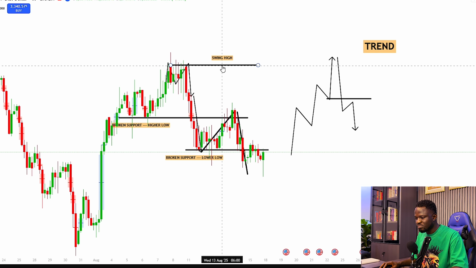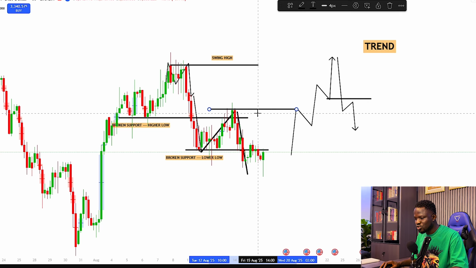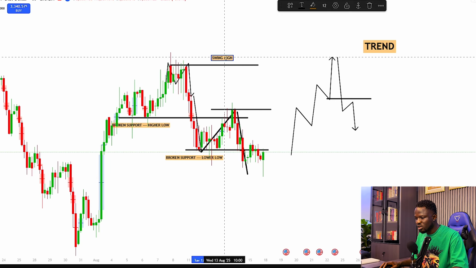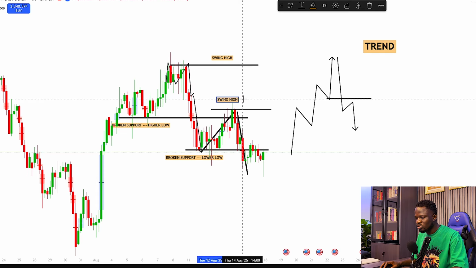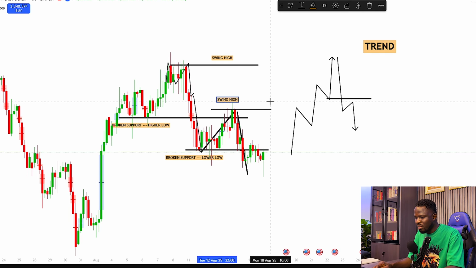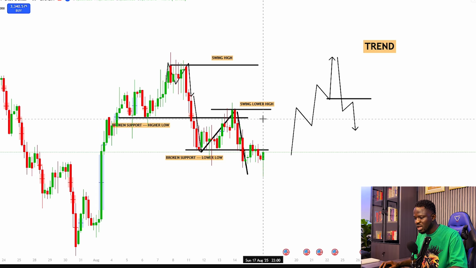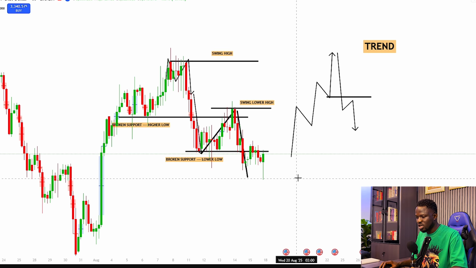Now this place becomes our recent swing lower high that must be protected. Swing lower high. Price must not close above this swing lower high, right? So this place becomes our protected high during this bearish market condition.